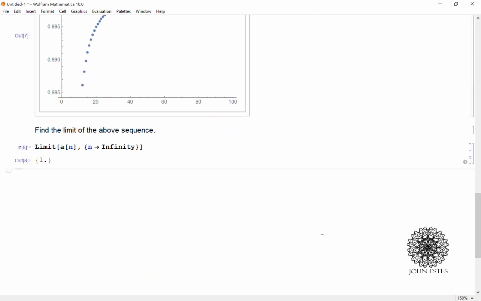So using Table, ListPlot, Manipulate, and the Limit function, these are all very useful in handling sequences and eventually series as well.